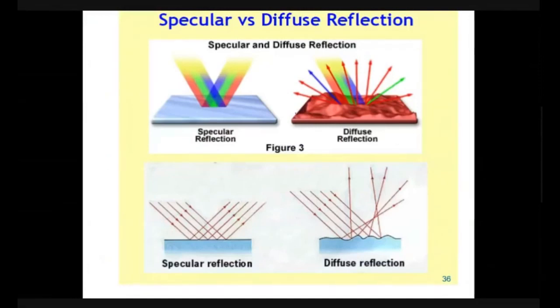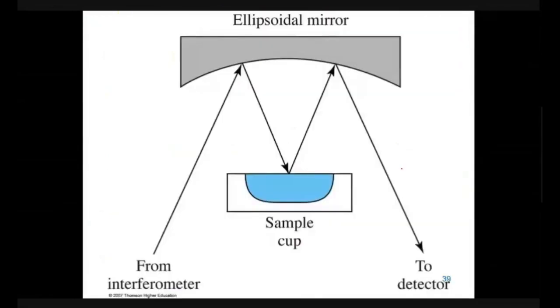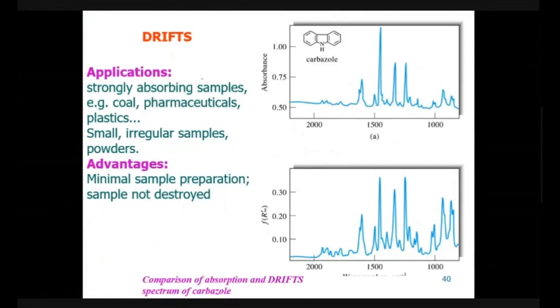In diffuse reflectance, you have a very uneven surface. So electromagnetic radiation bounces off in all directions. So what is done is, in a cup, you will keep your sample and you will use an ellipsoid mirror to collect the radiation reflected in all directions. Then it will be directed to the detector. So applications of DRIFTS: strongly absorbing samples can be analyzed like coal, pharmaceuticals, plastics, small and irregular samples, also powders. Then what are the advantages? Minimal sample preparation or even no sample preparation, and the sample is not destroyed.